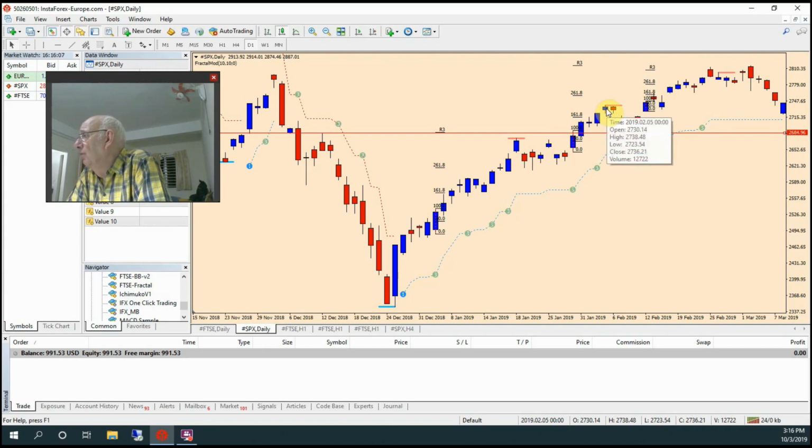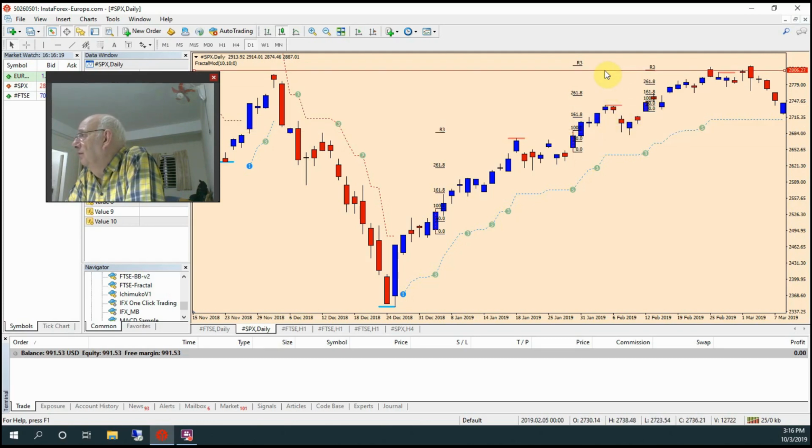We had a close above the 161. It came back down, right? Because we had a 161, we moved the stop to break even. It came back down and stopped us out. We got another trade over here. Move that up to there, target level.